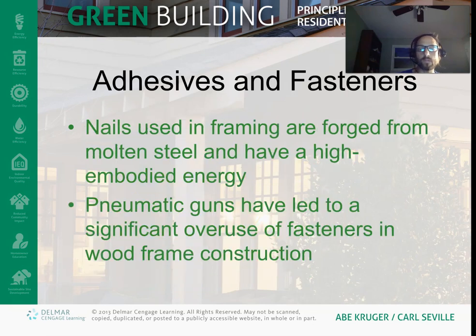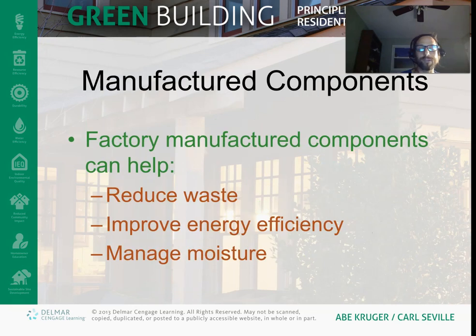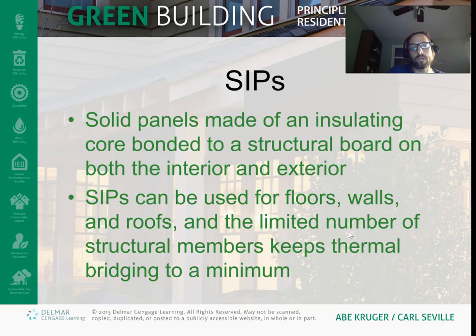Nails can be used. I think you all know what nails are. So another advanced building technique is manufactured components, and there's a couple different kinds, like structural insulated panels and insulated concrete forms and so forth. These are things that are pre-made, prefabricated in pieces somewhere else, and then brought on site. They're generally more energy efficient. They generally do reduce waste because they're made off site under very optimal conditions.